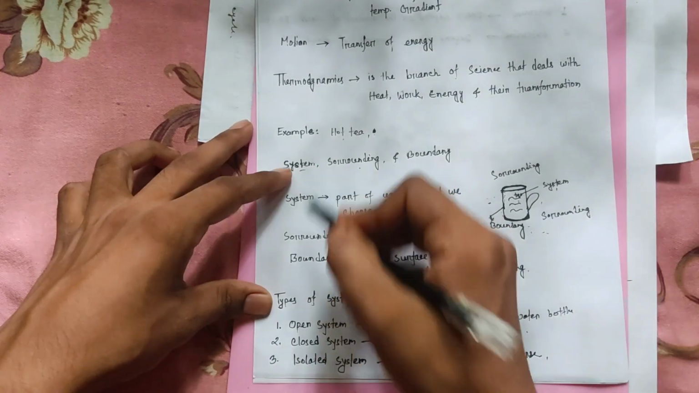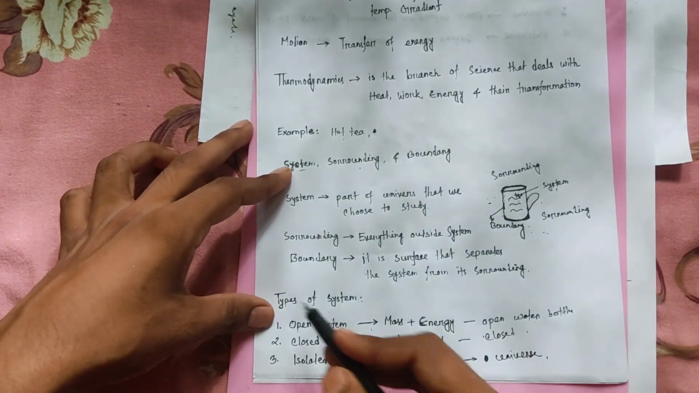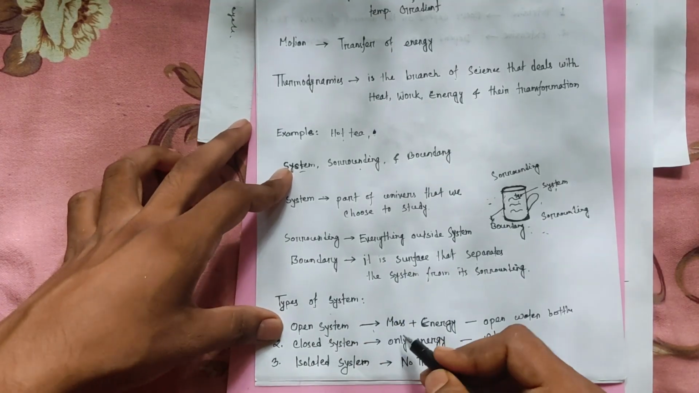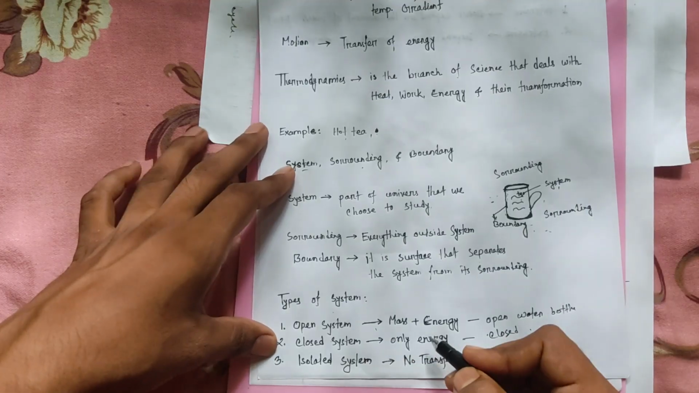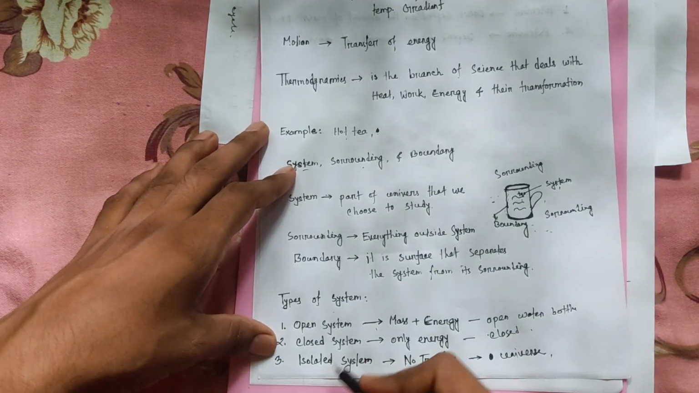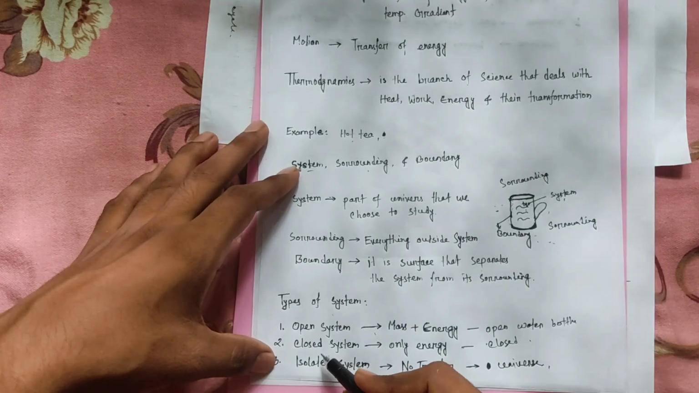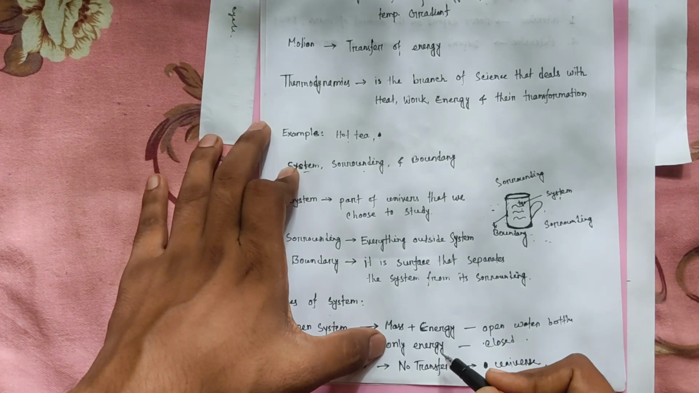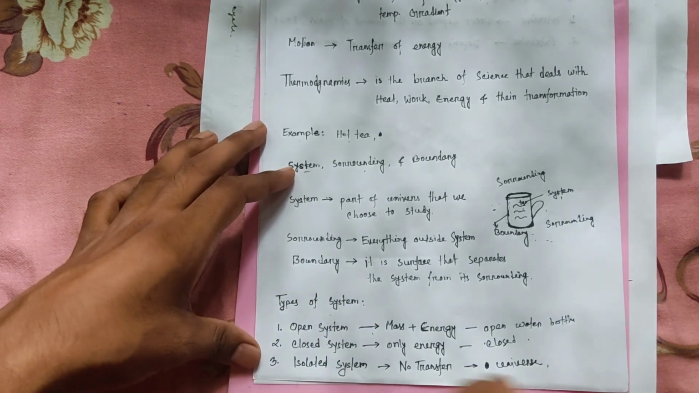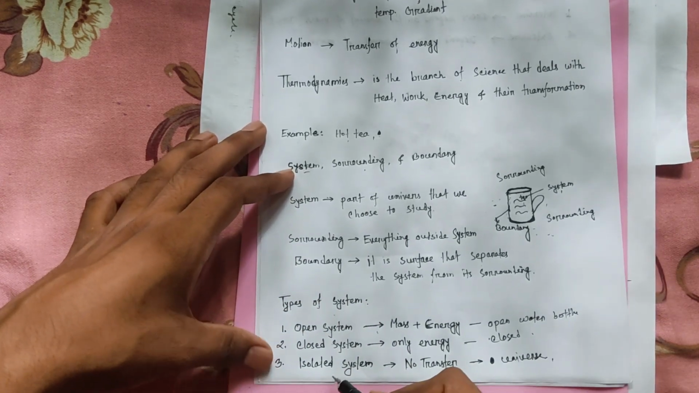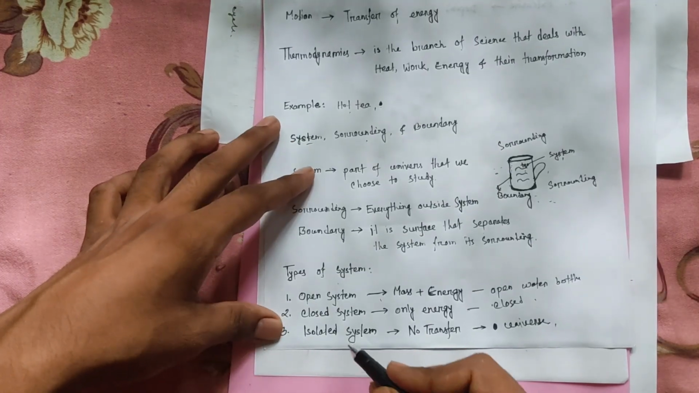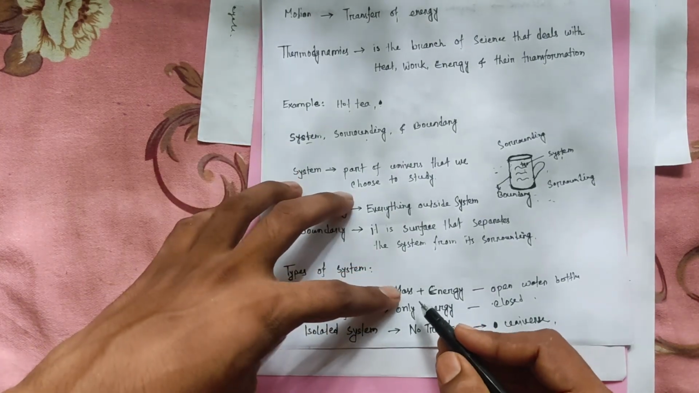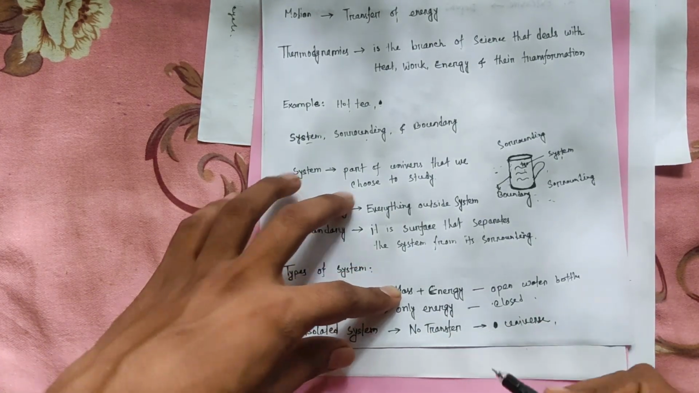Then types of system. Okay, system is of three types. First one is open system. And what is open system? In that system, mass and energy both can transfer. Okay. And second one is the closed system. In the closed system, only energy can transfer. No mass transfer in that system. Okay. And third one is the isolated system. What is isolated system? In that isolated system, there is no transfer. Means neither mass nor energy transfer.